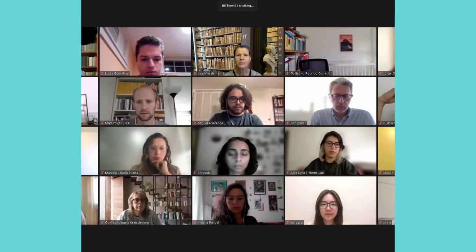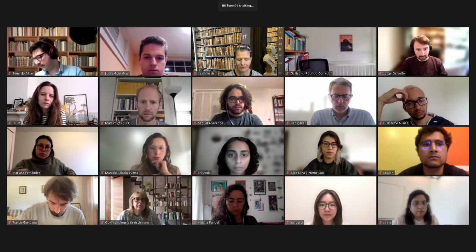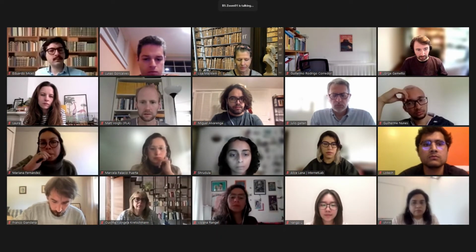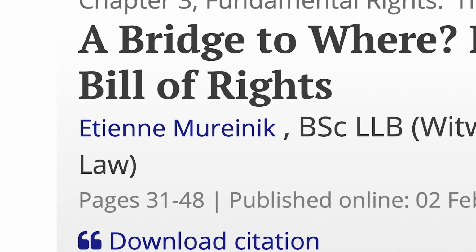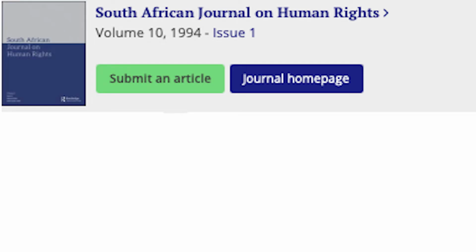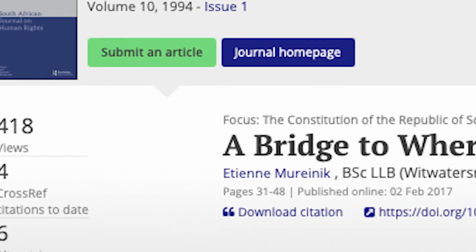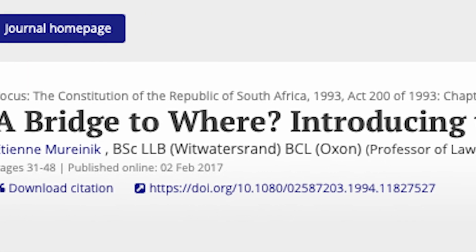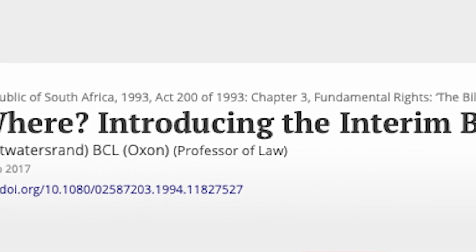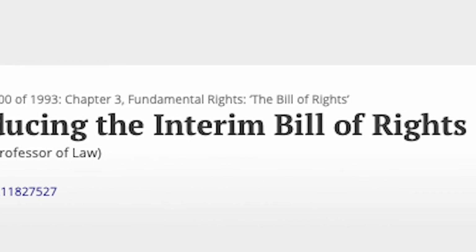And it's a place where human rights has really, I think, become integrated into almost all forms of academic scholarship that takes place in the country today. So let me just make a quick reference to one of the leading South African constitutional thinkers of the transition period in constitutional discourse, Mureinik. This is published in the South African Journal of Human Rights, and the title of his paper is "A Bridge to Where," right? If you think of where South Africa was coming from, it was coming from apartheid.